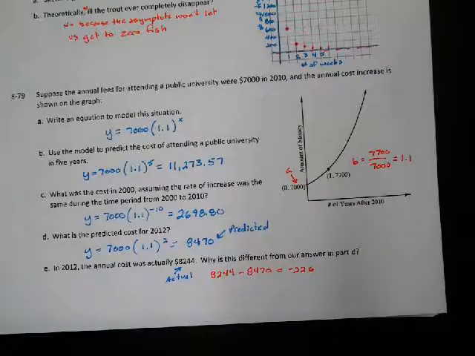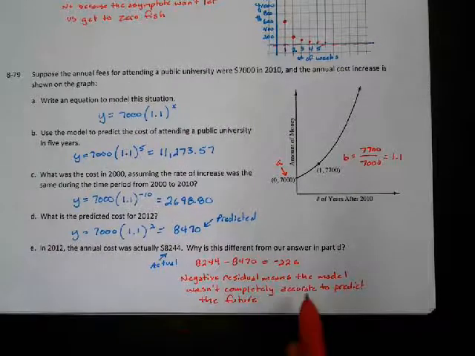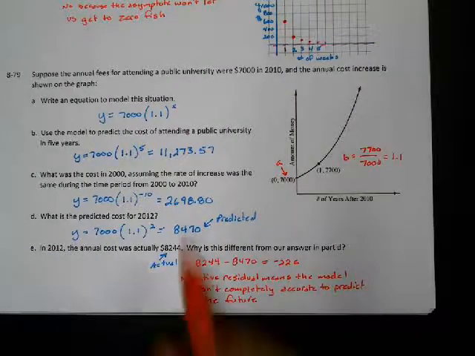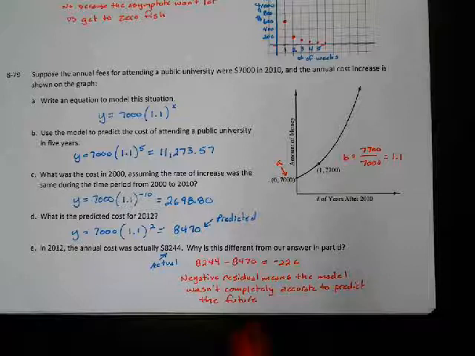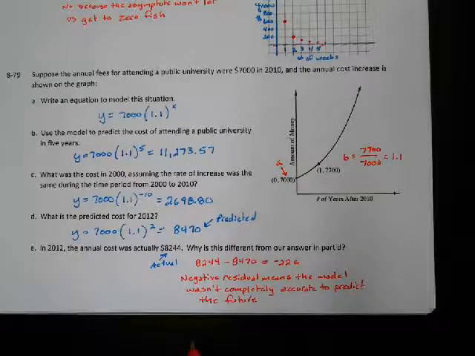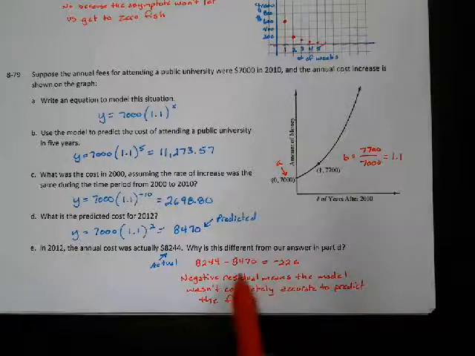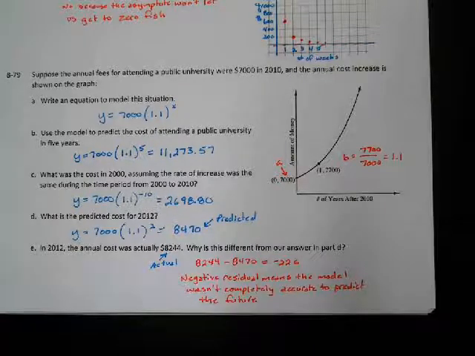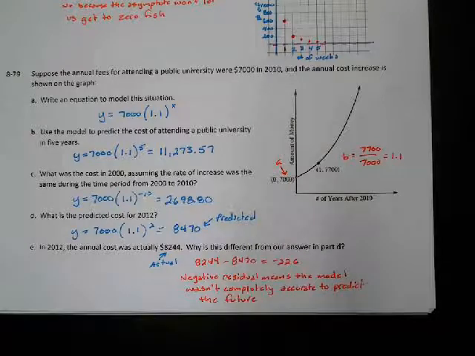Thank goodness. So this negative residual means that the model, our equation, wasn't completely accurate to predict the future. So what this means is our actual values were lower than what the model predicted. So the cost of education did not grow as fast as we thought it would way back in 2010. So that's what that means. All right, next page.